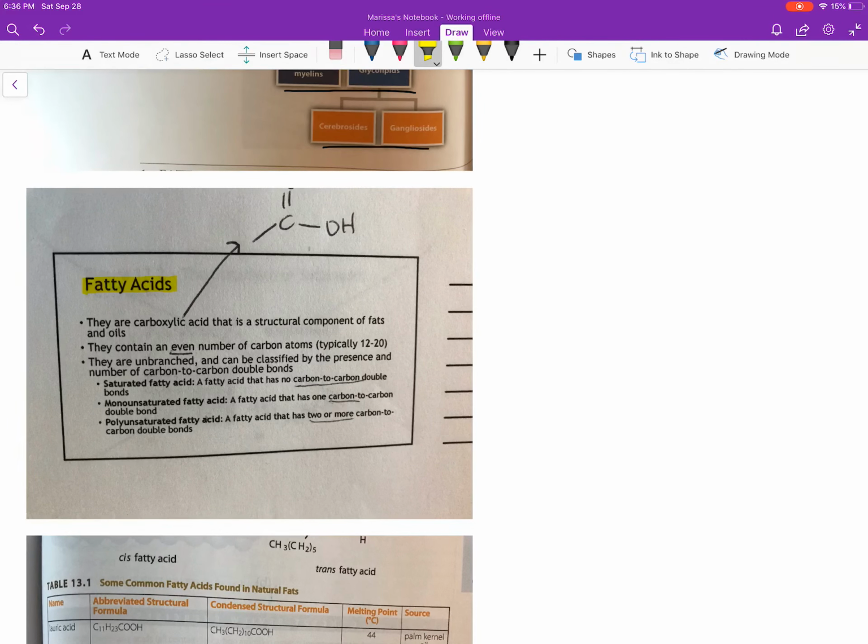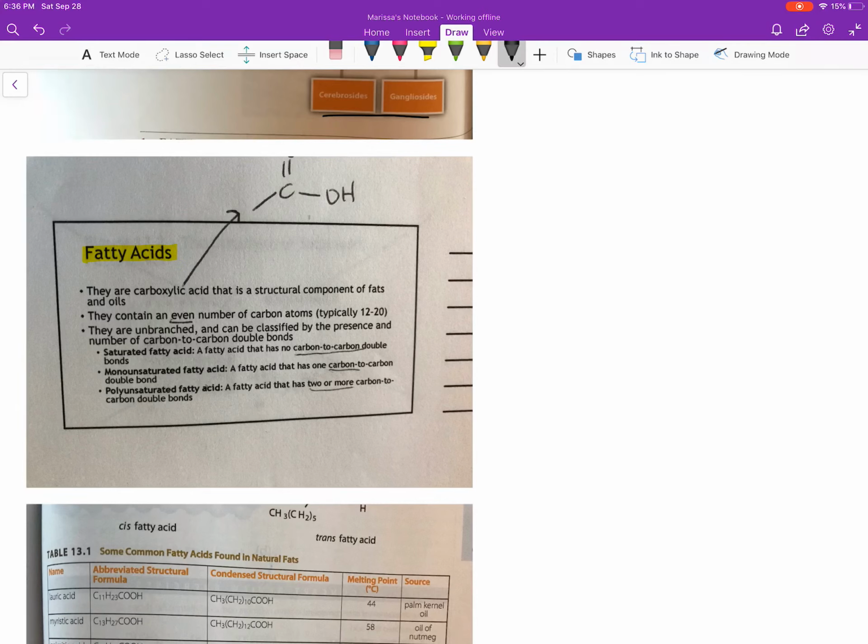Okay, so what are fatty acids? Well, they are a carboxylic acid. So I drew this up here to remind us what a carboxylic acid is. And that is a structural component of fats and oils. It's a functional group identifier. Typically, our fatty acids are going to contain an even number of carbon atoms, typically between 12 and 20 carbons long. They are unbranched, meaning they're straight chains, and they are going to be classified by the presence and the number of carbon-to-carbon double bonds.